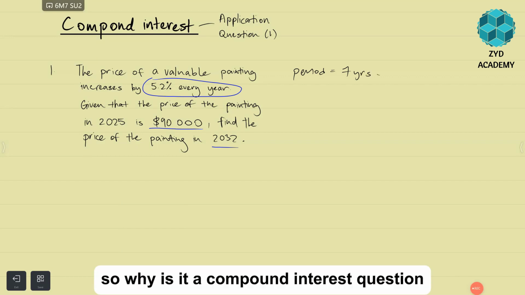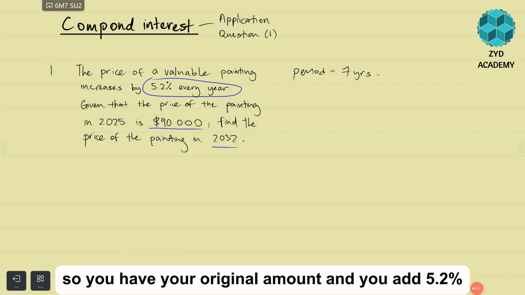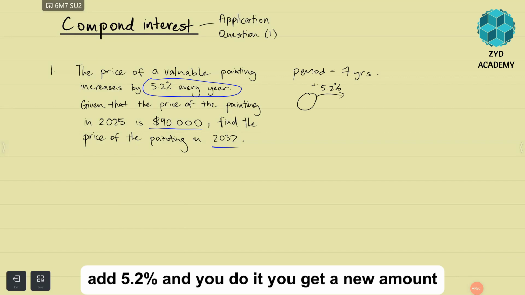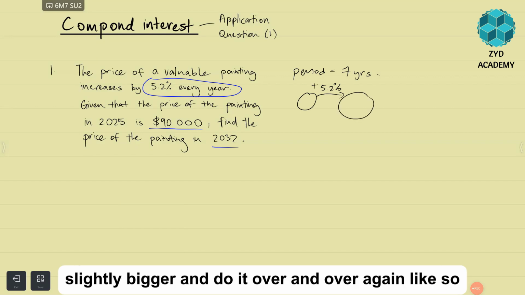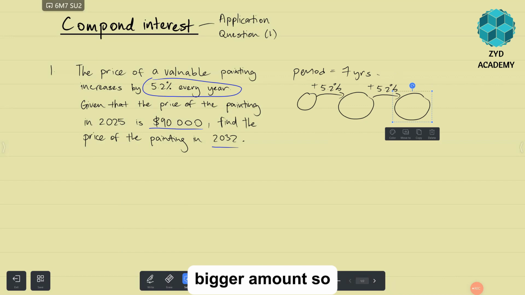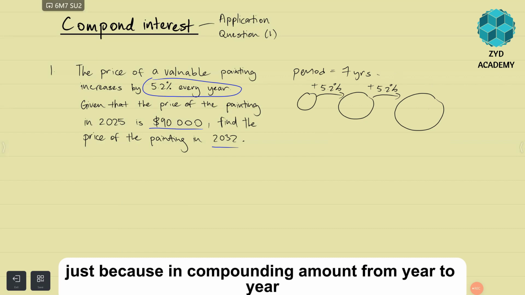So why is this a compound interest question? Because you're adding 5.2% every year. So you have your original amount and you add 5.2%, add 5.2%, and you get a new amount, it's slightly bigger, and you do it over and over again, like so. A bigger amount. So what's happening here is that you're doing compound interest because you're compounding the amount from year to year.